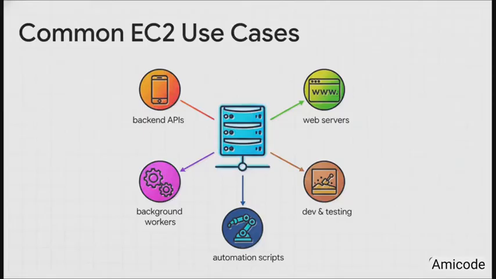So what do people actually build with this? The short answer is pretty much everything. EC2 is the true workhorse of the cloud. It's running the backend for mobile apps, it's serving up millions of websites, it's processing data in the background, and it's where developers build and test new ideas. If you can imagine a piece of software, you can probably run it on EC2.